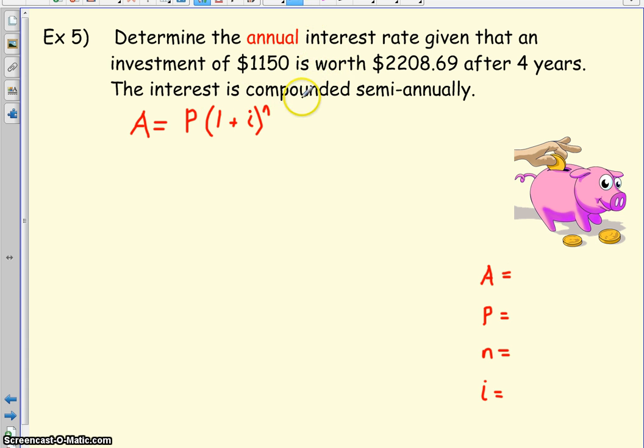So we're told the initial investment's $1,150, so that's going to be our principal. And we're told how much it's worth after 4 years, so that's going to be our amount, $2,208.69. So I'm just going to go ahead and put those values in the equation right now.